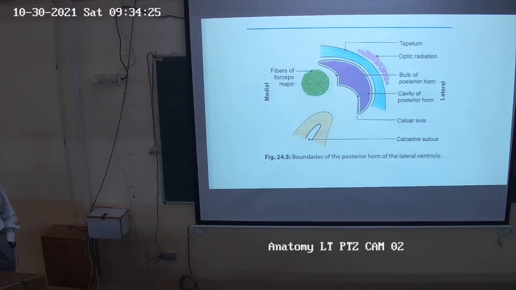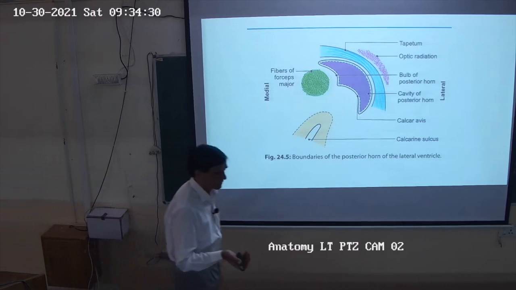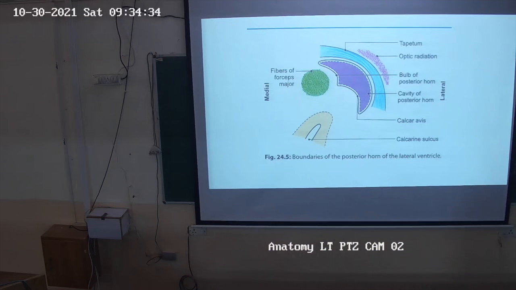If you remember, in the occipital lobe, the sulcus is the calcarine sulcus. On each side of the calcarine sulcus, area number 17, then areas number 18 and 19, are the visual areas. So the tapetum separates the cavity of the posterior horn from this optic radiation.